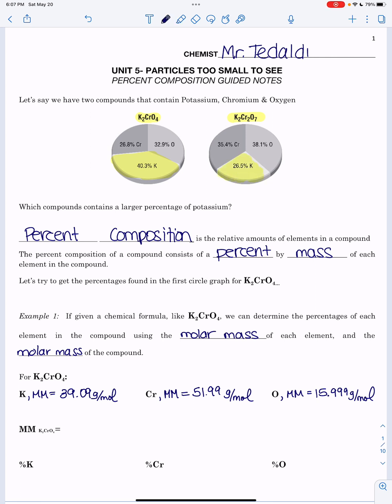So we're going to write that down here. K2CrO4. And what we're going to realize is even though both these compounds have the same elements, there's a different ratio of their mass to their total mass. This has a smaller molar mass, and this has a larger molar mass. And we're going to see why, calculations-wise, why would the K2CrO4 have a larger percentage?